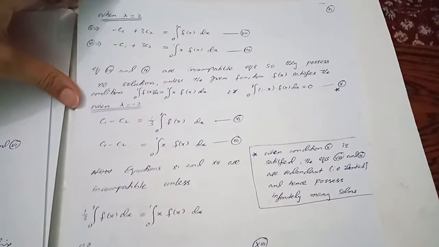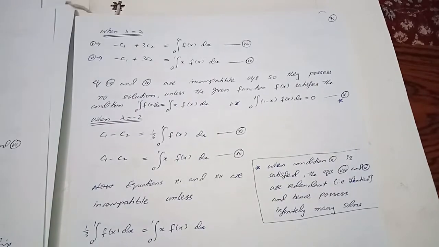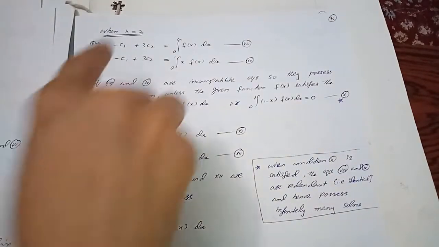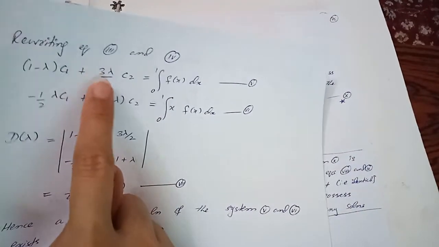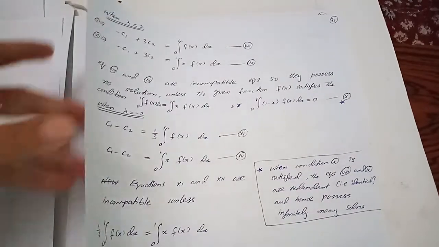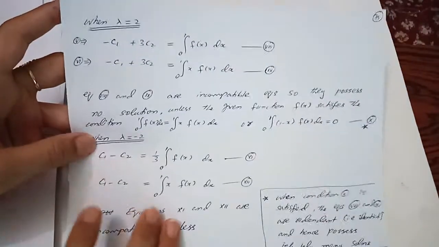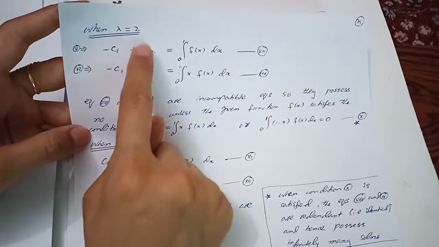Now let's discuss these eigenvalues separately. When lambda is positive 2, plug in here in these two equations, lambda is positive 2. I will get these two equations. You can see that the left sides are equal.